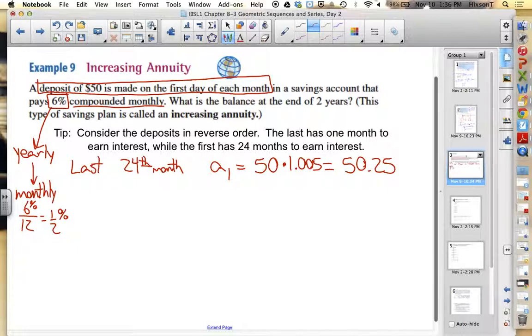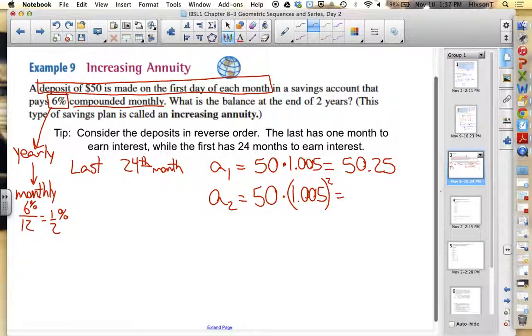So, there we have our first term. Now, how are we going to figure out our second term? You're going to multiply 50.25 by 1.005, because if you think about it, it's going to grow by that much in 1 month, but this one got to grow for 2 months, right?